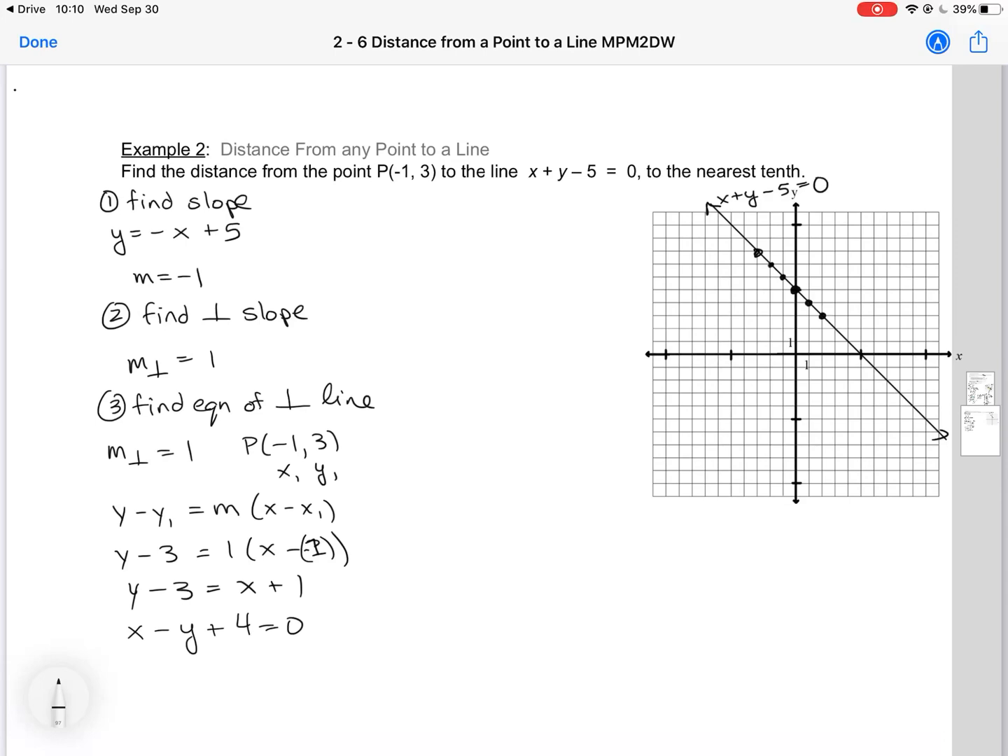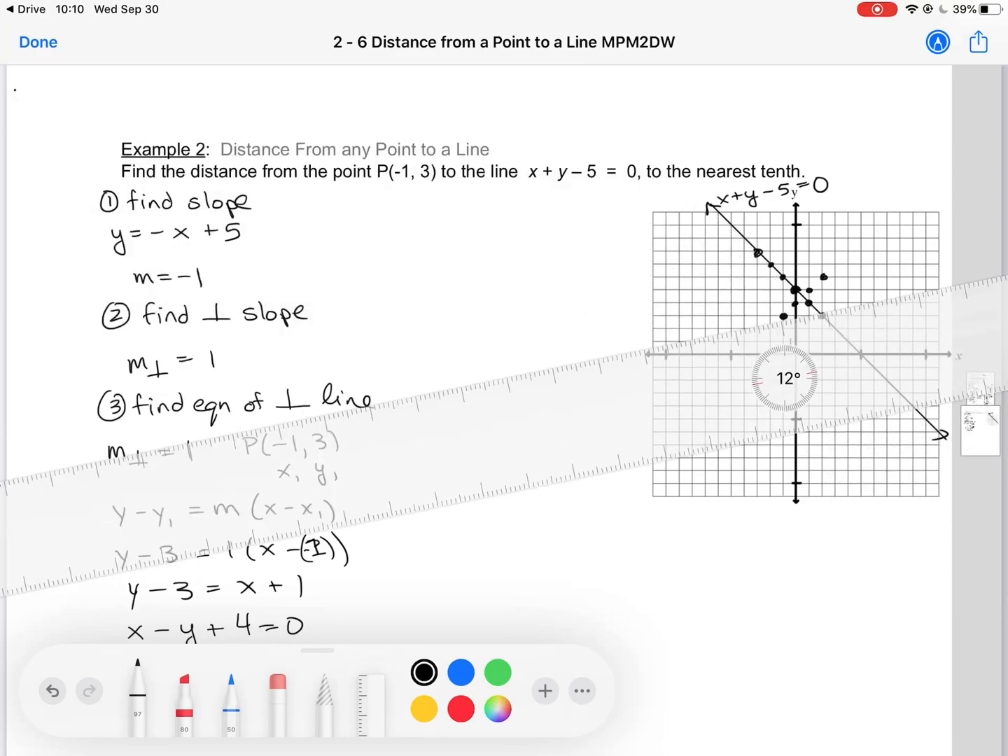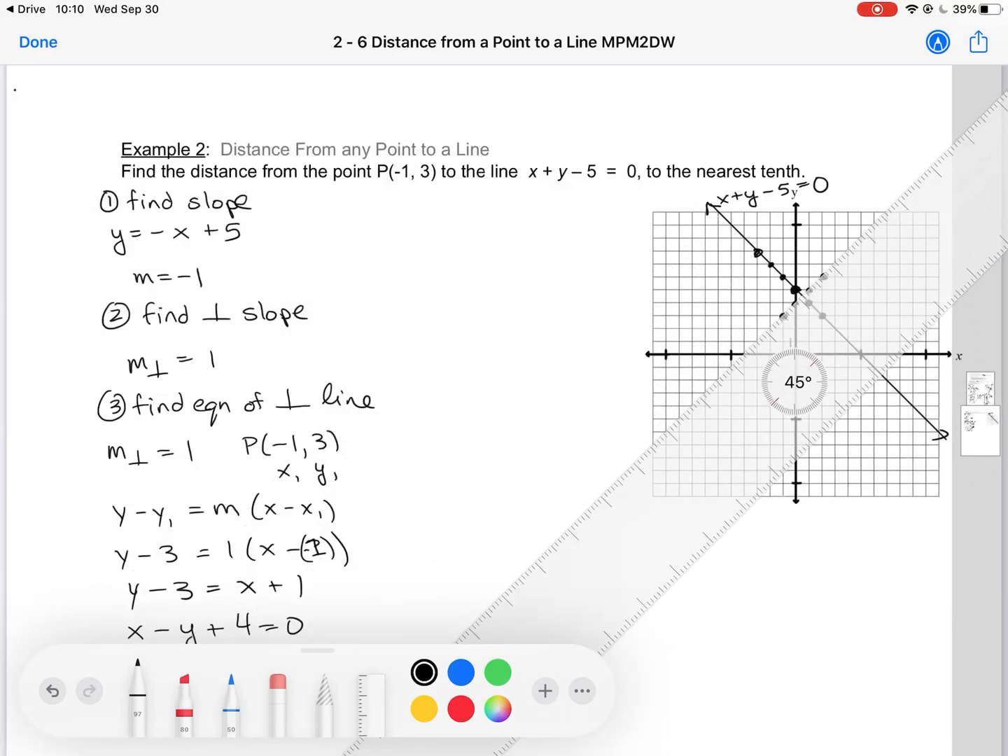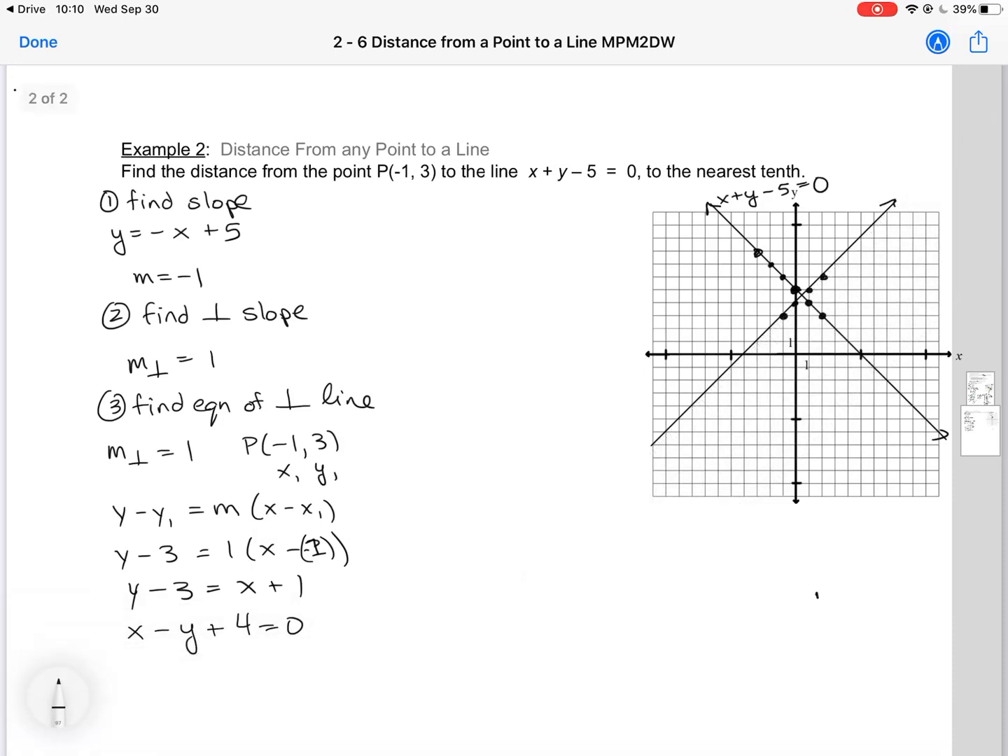I'm also going to plot that on here. So my point is -1, 3. That's my point. And I'm going to look for my perpendicular distance. I know the slope of that line is 1. So it goes through here. From my picture, it doesn't look like they're going to meet at a nice number, which is okay. Okay. So now I've got my perpendicular line, x minus y plus 4 equals 0.